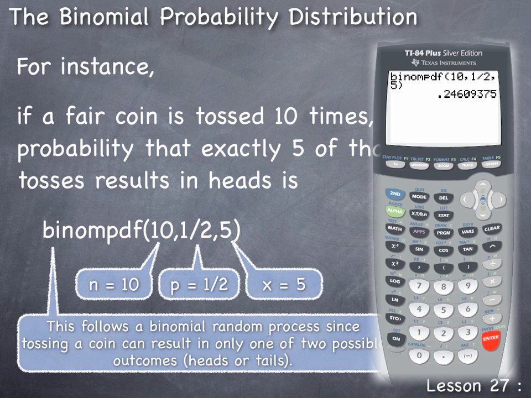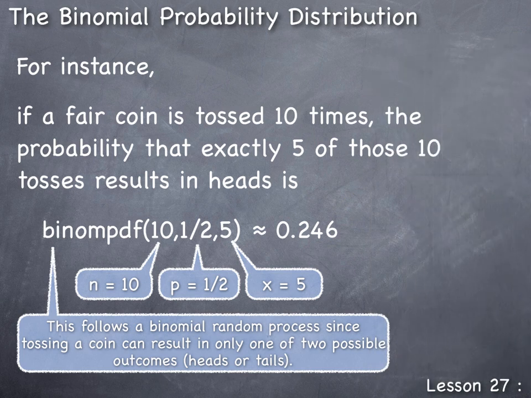And here we have the probability. So the probability rounds off to about 0.246. Hence, if a fair coin is tossed 10 times, the probability that exactly 5 of those 10 tosses results in heads is 0.246, or 24.6%.